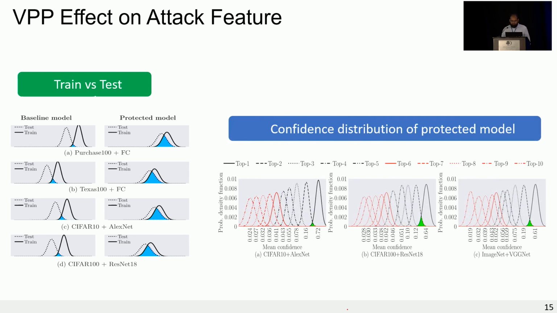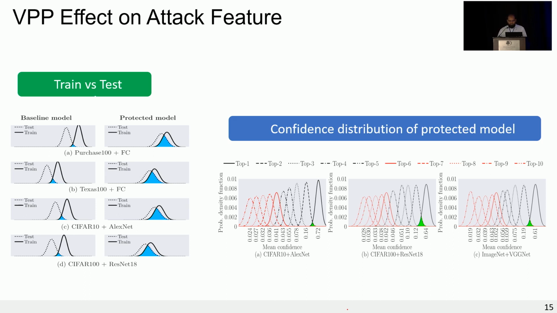And looking at the confidence vector, the top 10 confidence values of the confidence vector, for three different models, we can see that the distribution of the top one probability has little overlap. The green one, the green overlap. But the other ones, top two, top three, until top nine, have overall overlaps between them.